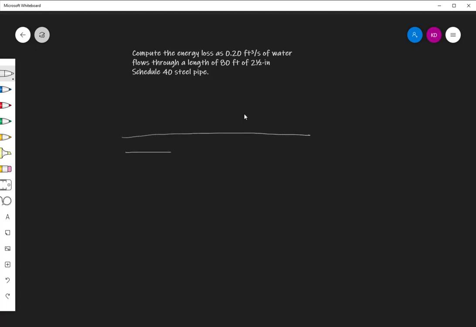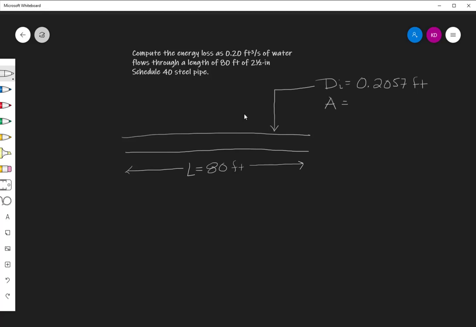So here is my 80 feet of straight pipe laid out horizontally. So the length of the pipe L is 80 feet. And we're told that this is 2.5-inch Schedule 40. So from the Schedule 40 steel pipe data table, you can find that this pipe has an inside diameter of 0.2057 feet, and it has a cross-sectional area of 0.03325 feet squared.